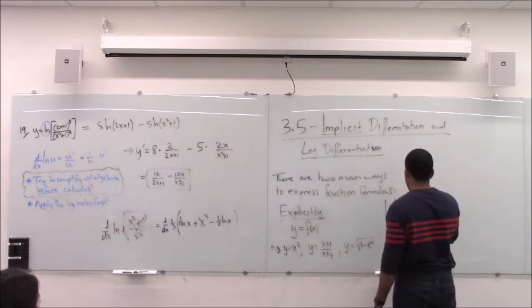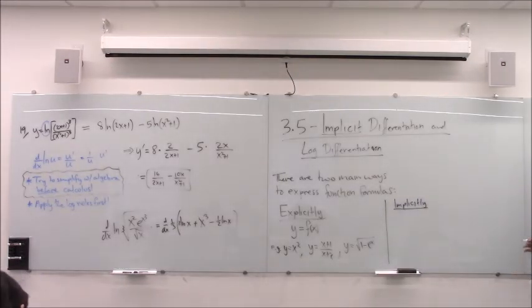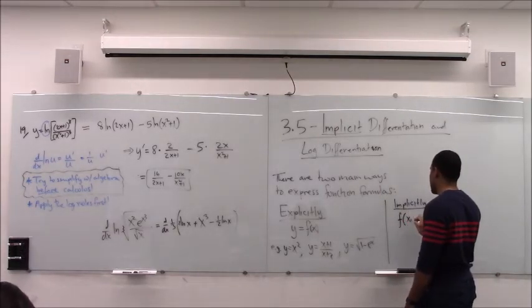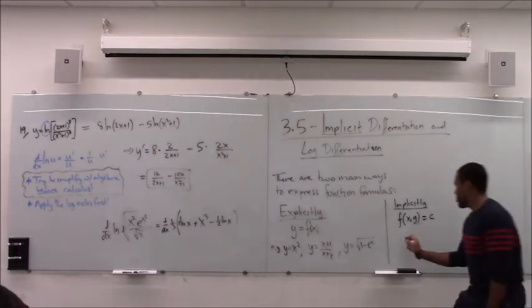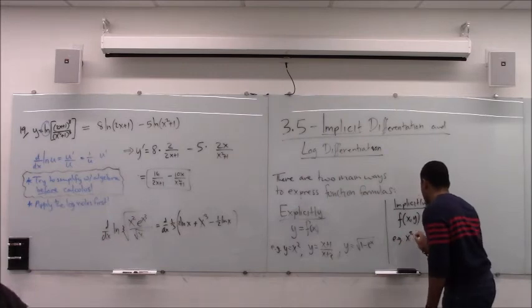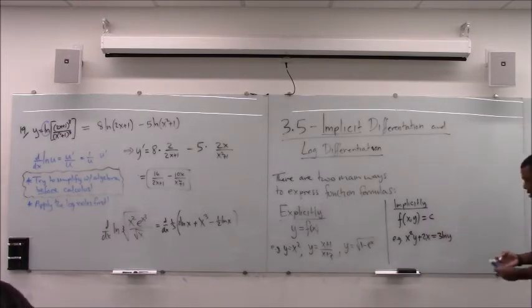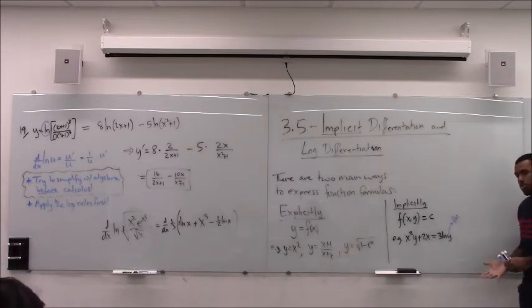There's an implicit way to define a function. Now, implicit means the definition of the function is implied, but you might not necessarily know what it is. And this is when you have a formula that has x's and y's kind of mixed together, and maybe a constant on the other side. So for example, x squared y plus 2x equals 3 ln y. So in theory, you're thinking of the y as some function of x, but you don't really know what that function is because your y isn't isolated on one side.